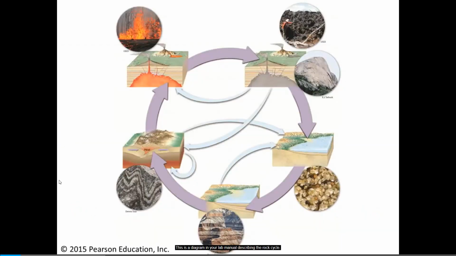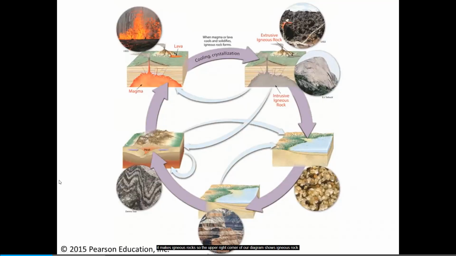This is a diagram in your lab manual describing the rock cycle. You can see that there are 5 major points here on this rock cycle, and there are all kinds of arrows leading from these different hubs towards one another. So first off, let's start with molten rock in the upper left corner. If molten rock is underground, we call it magma. If it's above ground, we call it lava. Regardless, that molten rock can cool and crystallize, and when it cools and crystallizes, it makes igneous rock.